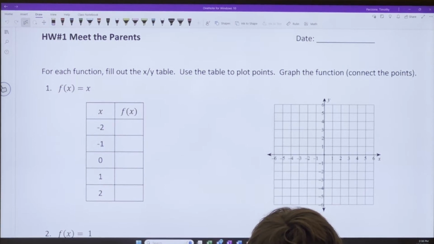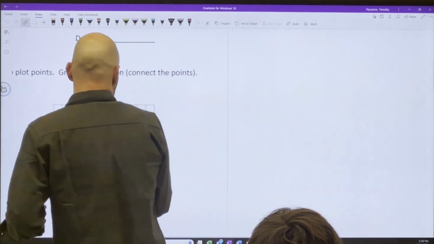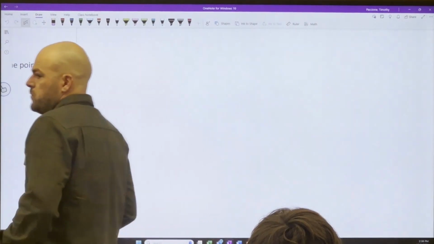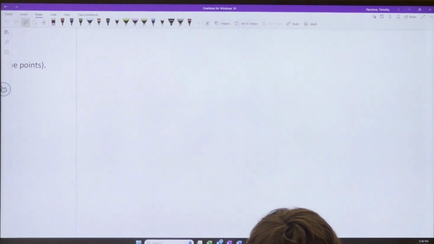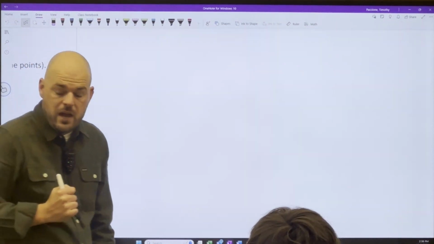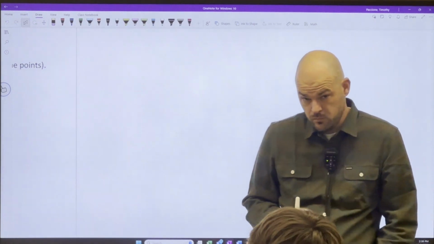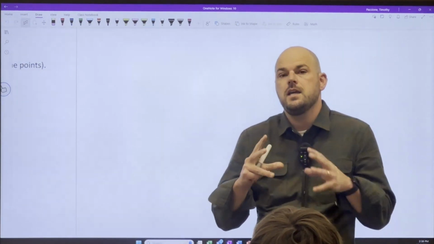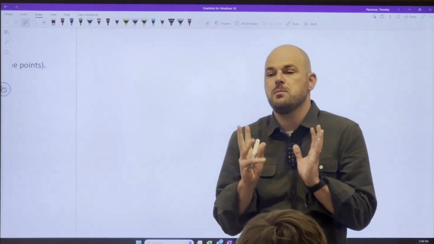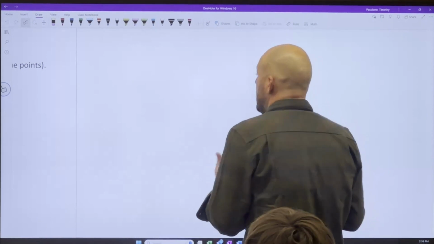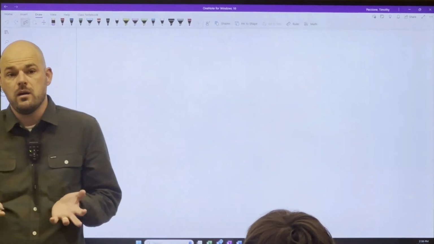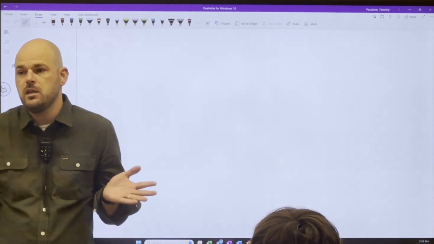All right, so parent functions. So what's the point of a parent function? Like I said, I'll give you a little intro here. Are you ready? Okay. So every function type has a parent, right? So that parent, if you know it well, can help you graph the more complicated versions of it.